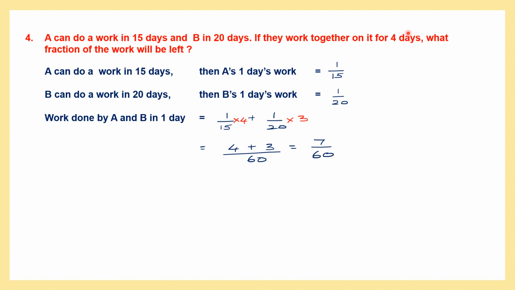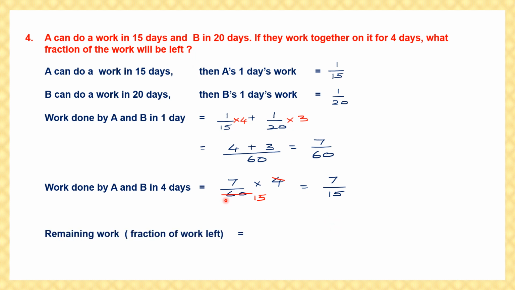Now, 4 days. Let's find the work done by A and B in 4 days. 7/60 into 4. Here we can cancel 4 and 60, giving 15. So the work done by A and B together in 4 days is 7/15. Now the question is, what fraction of the work is left? So that means that is the remaining work, the fraction of the work left.